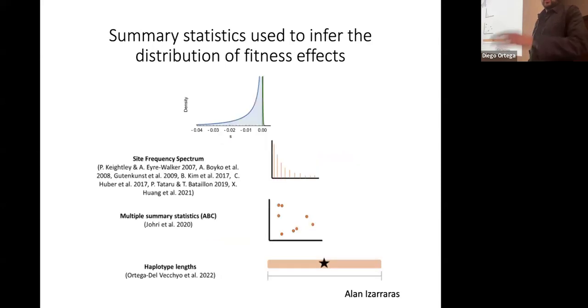There are many methods that have been developed to estimate the distribution of fitness effects, and they use different types of data. One uses a particular type of summary statistic called the site frequency spectrum, which basically summarizes the allele frequencies over many different sites in the genome. There are also methods that use multiple summary statistics or that use haplotype data. So there are many methods to infer the distribution of fitness effects at the moment.